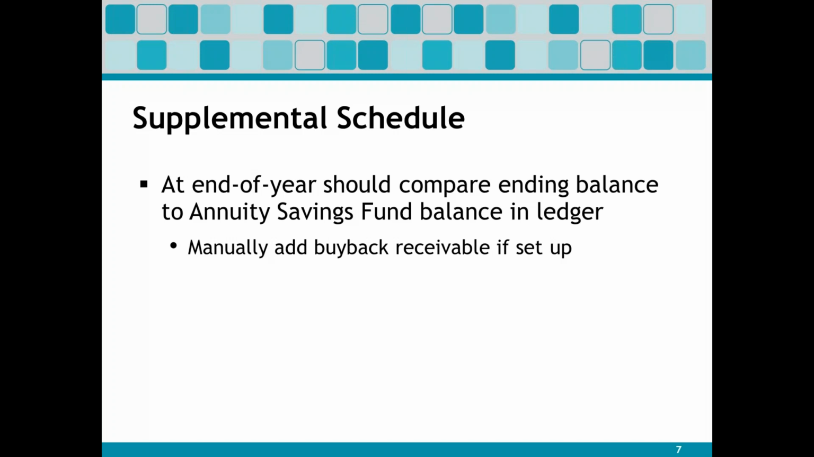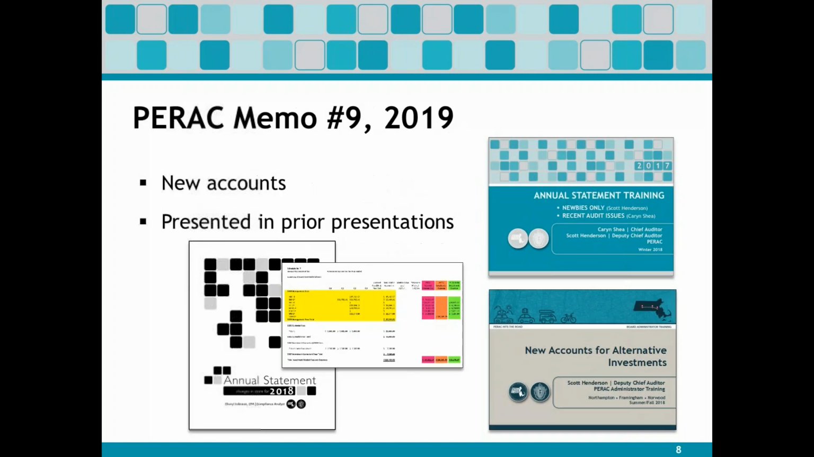If you are one of those boards who allows people to buy time through installment plans and you've set up a receivable for the makeups, then you'll have to manually add that makeup amount to the bottom of the supplemental schedule. But that plus the schedule's total should match the accounting.